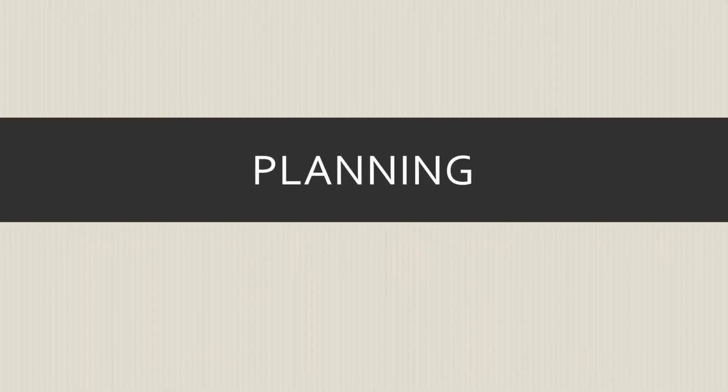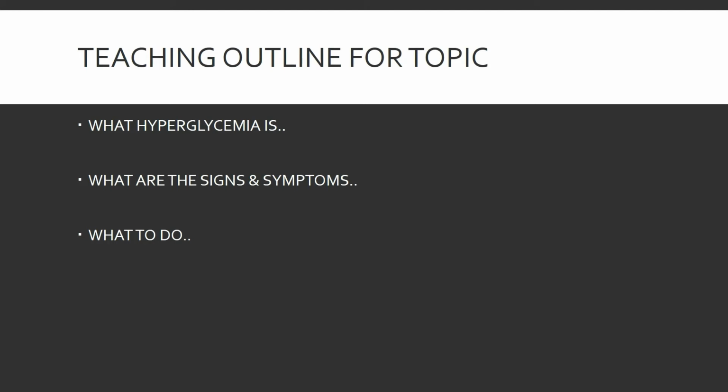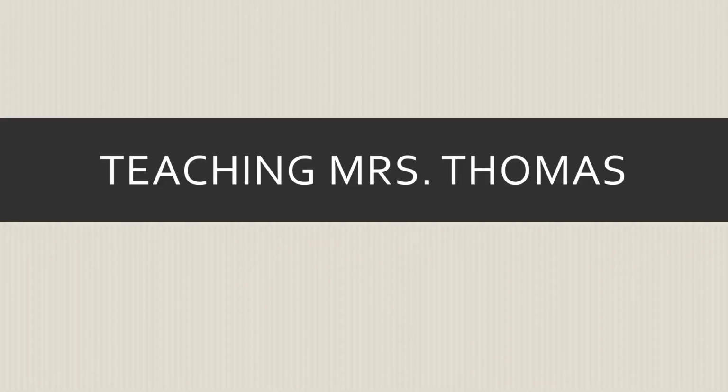Planning, you need to have an objective for your teaching. For me, the patient is going to be able to identify hyperglycemia. That's the teaching outline for my topic. What is hyperglycemia? Let me run a brief overview of that, because there's no point in me telling you the signs and symptoms if they don't know what it is. And then what are the signs and symptoms? I'll run through those. And then I'm also going to briefly mention what to do for hyperglycemia.